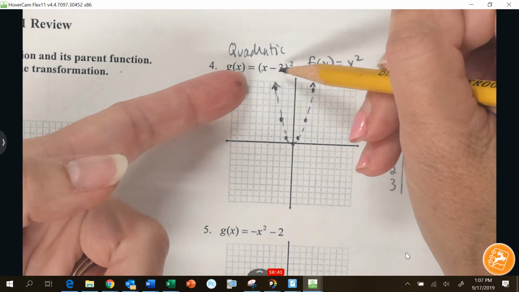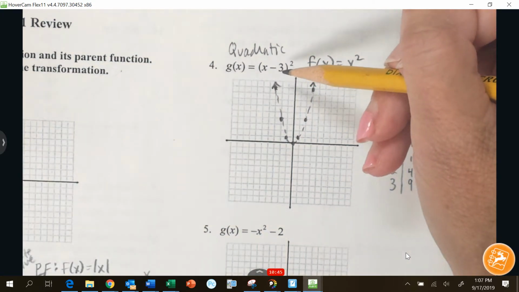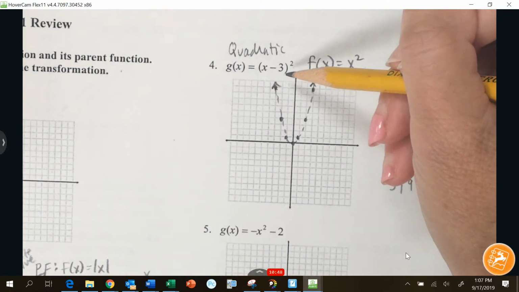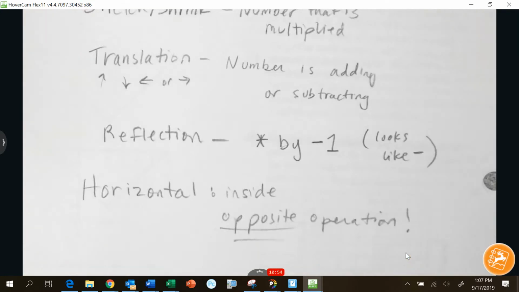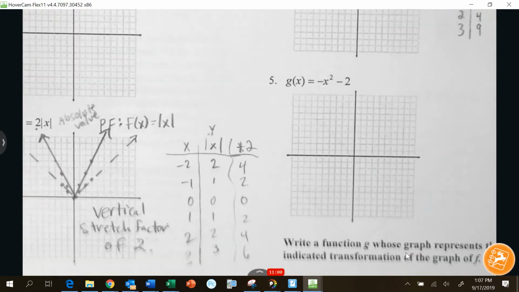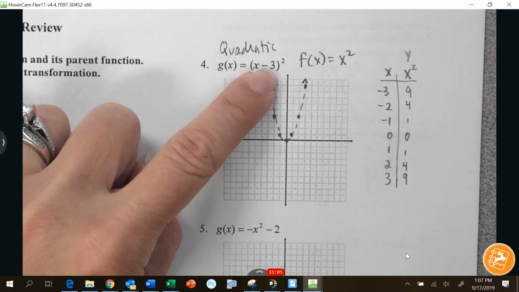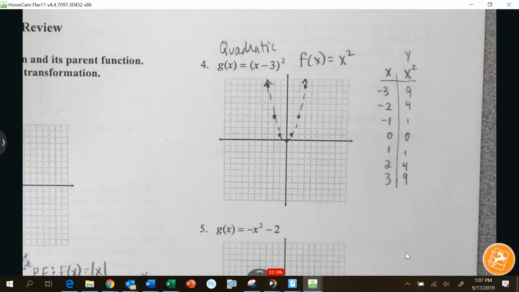Is it a stretch or shrink? Is it a translation? Or is it a reflection? Why, Bryce? Why is it a translation? Because we're adding or subtracting. And you are right, it does move to the right. But why does it move to the right and not the left? This is a negative number. Because anything horizontal is opposite.